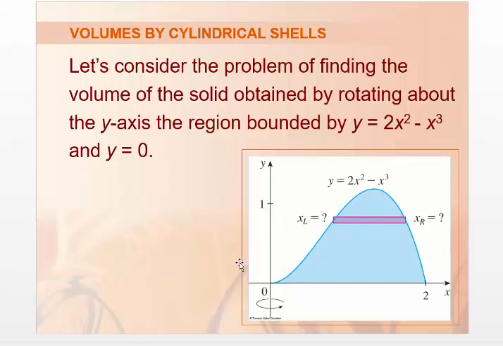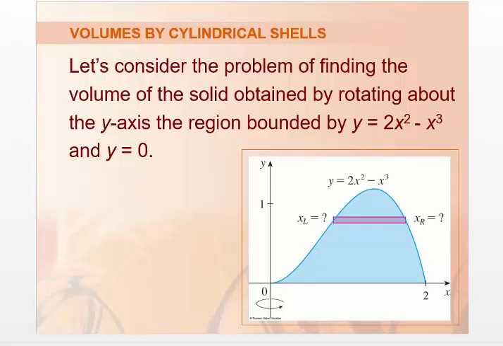If we're going to go around the y-axis, previously what we would have learned to do was this was a dy problem. You would have integrated with respect to the y variable. You would have had to take the outer radius, which I'm going to denote as x sub r here, and the inner radius and subtract them. But what's the equation for the outer radius? What's the equation for the inner radius?